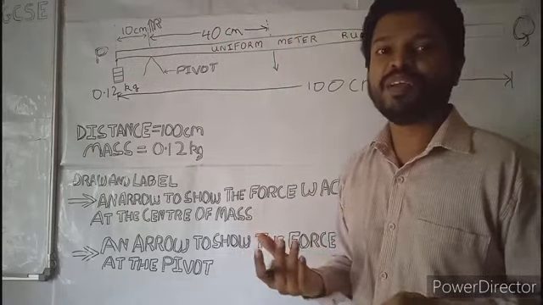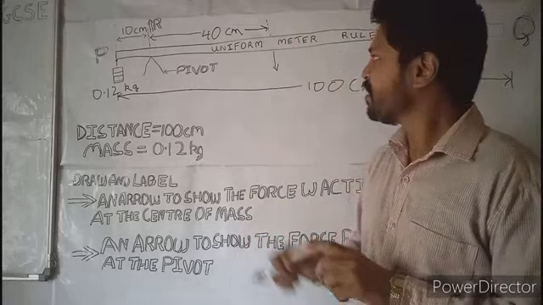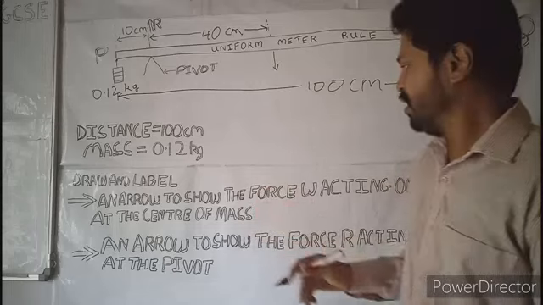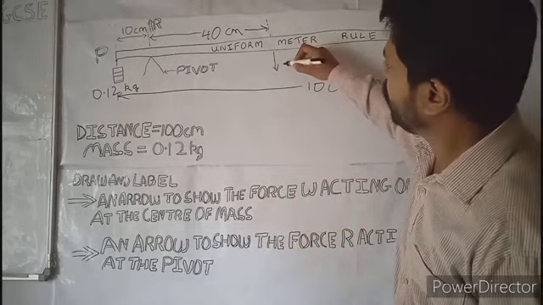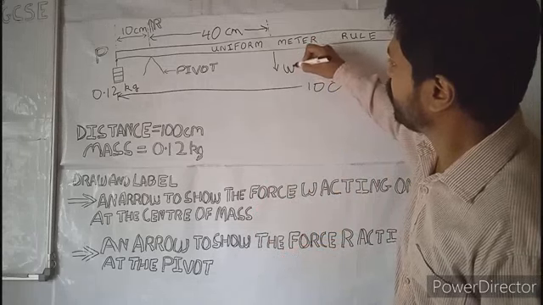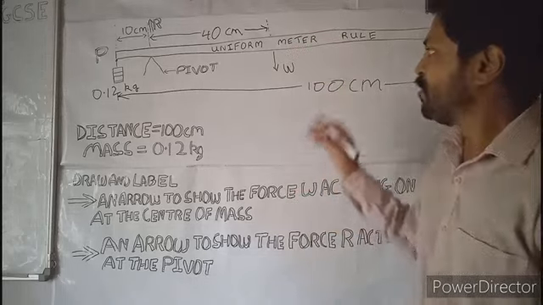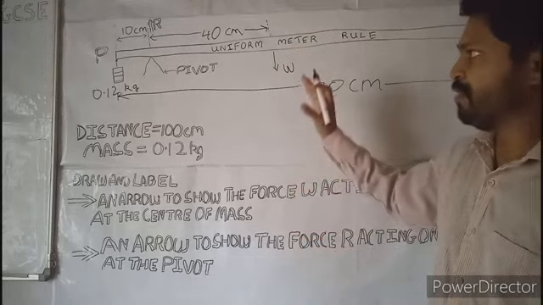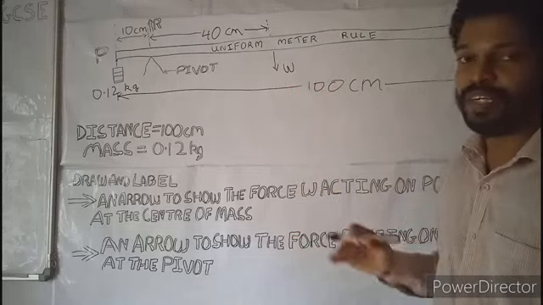The force will be where? It would be downwards, right? Due to gravitation, the force will be acting downwards. So you have to show the force W, and the force W will be shown out here. So the first part of question 2b we have solved.